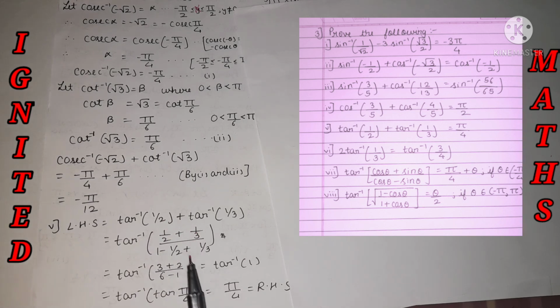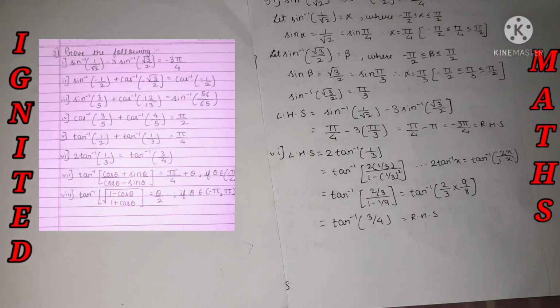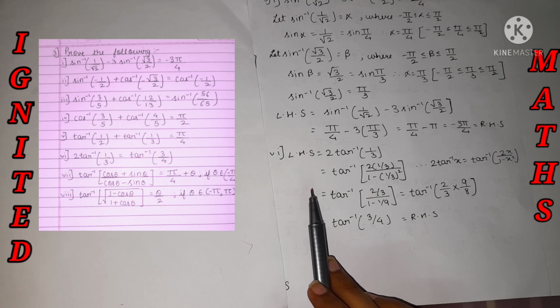Just rationalize the denominator, and we can find tan inverse of 1. So 1 is nothing but tan of pi by 4, so tan inverse cancels, so the answer is pi by 4. That's nothing but the RHS value. To the sixth sub question. So the LHS value is given. Let's prove it to the RHS.